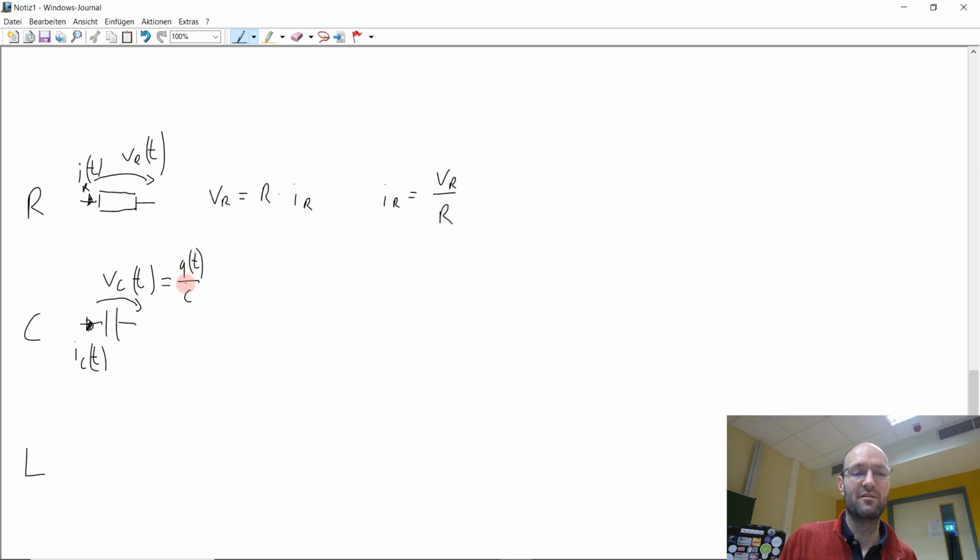Or is it divided by the capacitance? Let me think about this for a second. Capacitance is charge divided by voltage. So this makes sense. And so now we have charge. How do charge and current relate to each other? But current times time only works, I think, if we have a constant, if we have a DC current.